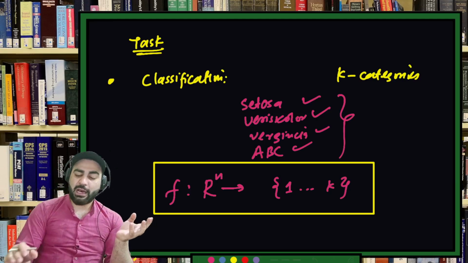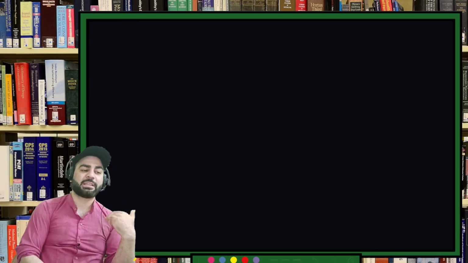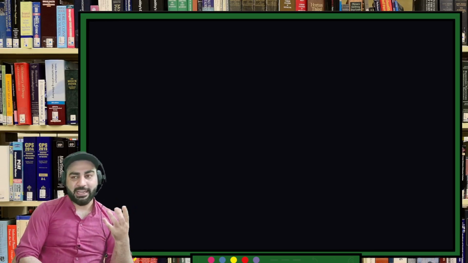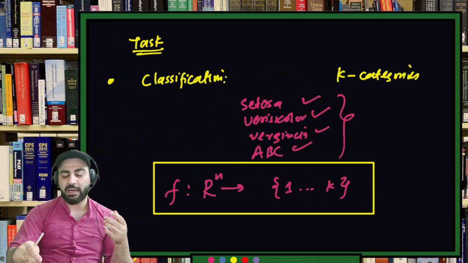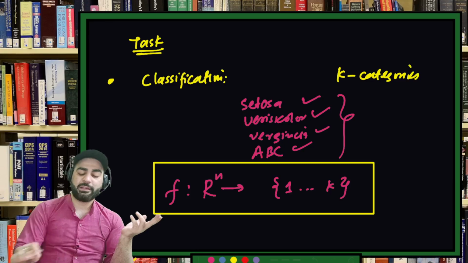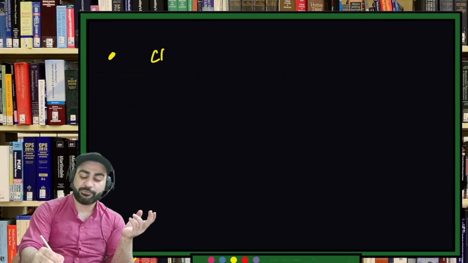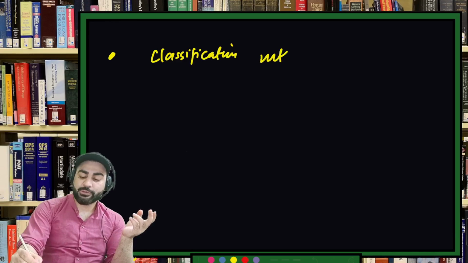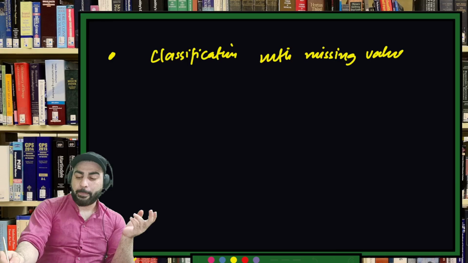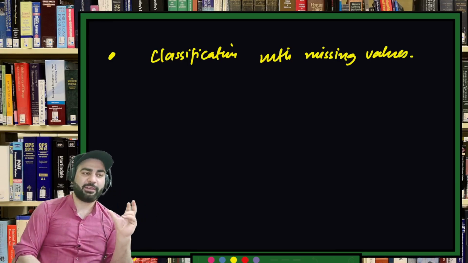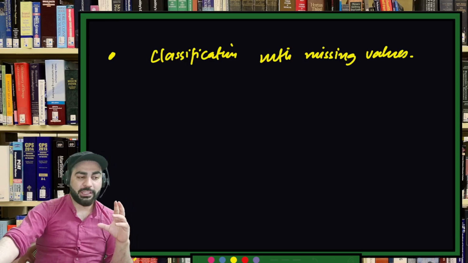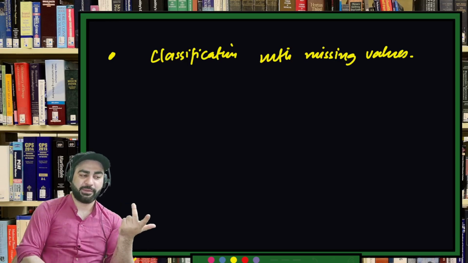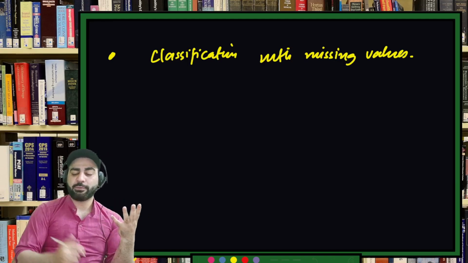The other task can be classification with missing values. We have a challenge in that. In this classification the input will be an Rn vector. So where we have missing values, it's classification with missing values. This is again a task. You'll be given a task, but all the features won't have values. Some values will be missing. So you'll need a way to learn these different classes from this.